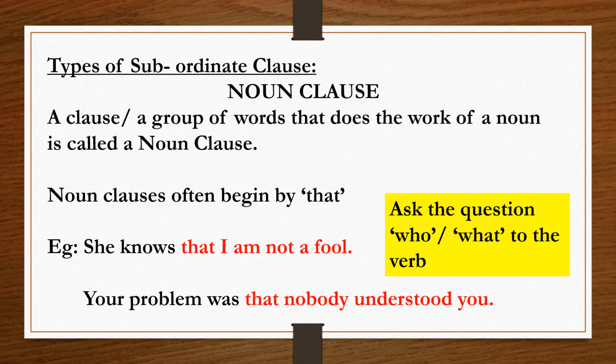There are types of subordinate clauses. The first one, noun clause. A clause or a group of words that does the work of a noun is called a noun clause. Noun clauses often begin by the word that. Look at the first sentence. She knows that I am not a fool. The group of words that I am not a fool is the noun clause in the sentence. It begins by the word that.